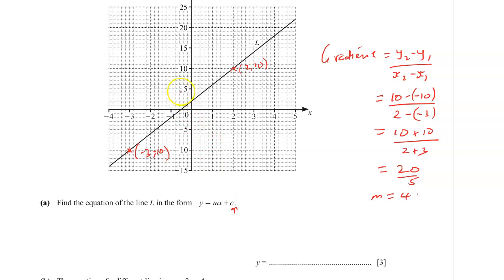Y-intercept is 1, 2, 3, 4, 5. Y-intercept is 1, 2. Here is 2. So c is 2. And therefore, our equation is y equals mx plus c, which is y equals 4x plus 2.